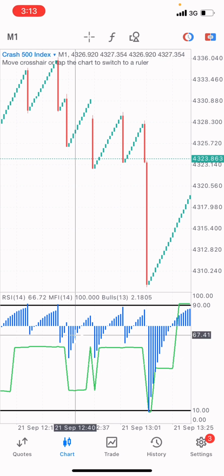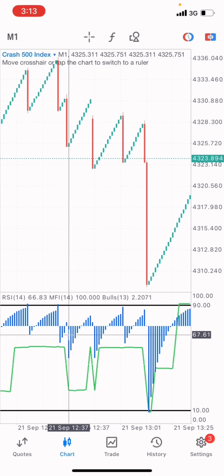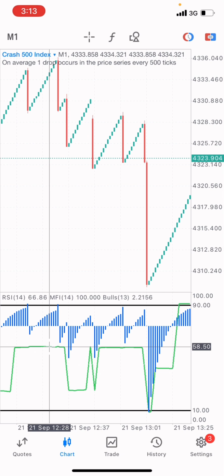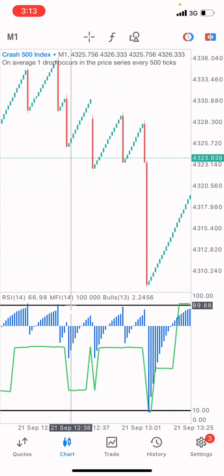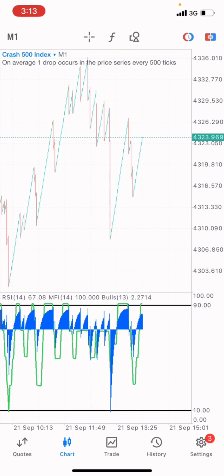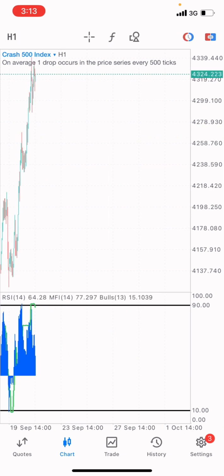Now we can see that this blue line right here is the Bulls Power, this green line here is the Money Flow Index, and this black line right here is the Relative Strength Index indicator. So how do you trade this market using these three indicators? Remember that I said for you to be able to trade this market successfully, you need to understand technical analysis and price action strategy. So first of all, we're going to observe the market using technical analysis. We're going to the higher time frame, the 1 hour time frame, just to confirm a good entry position.